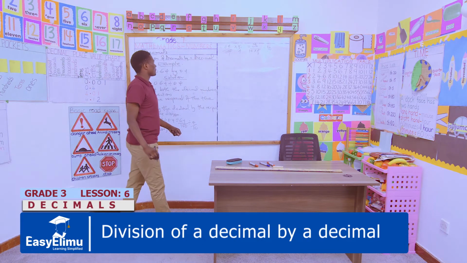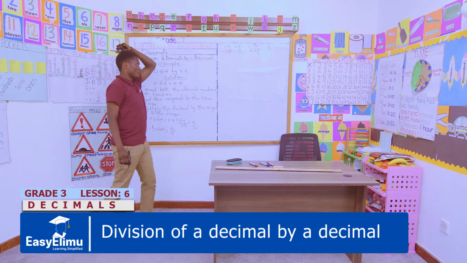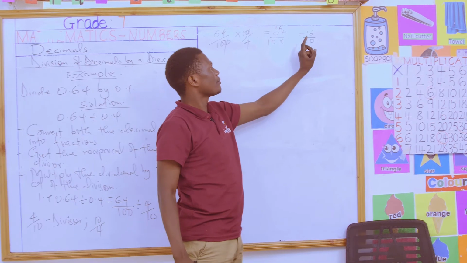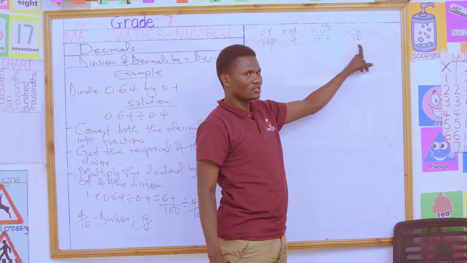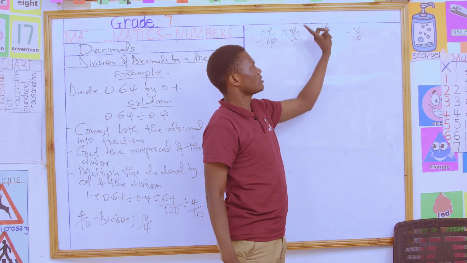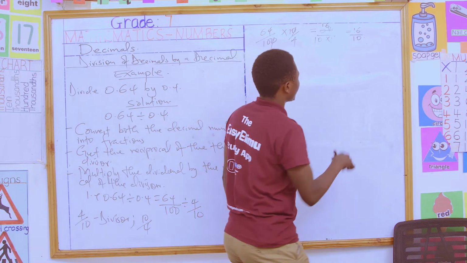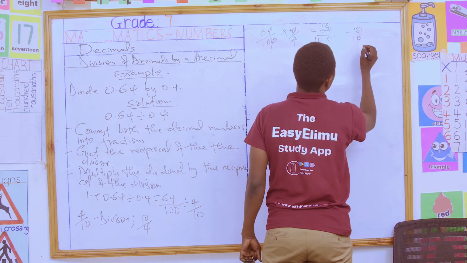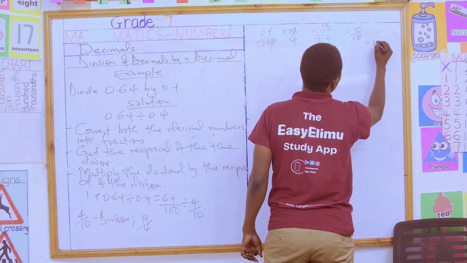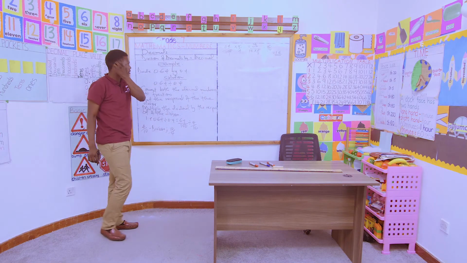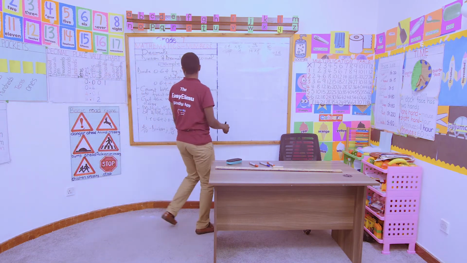Remember, division of a decimal number by a whole number: whenever you are dividing a whole number or a decimal number by 10, 100, or whatever, then the decimal point will shift one place to the left. So here we'll have the decimal point shifting from there to here, such that our answer becomes 1.6. Are we together?